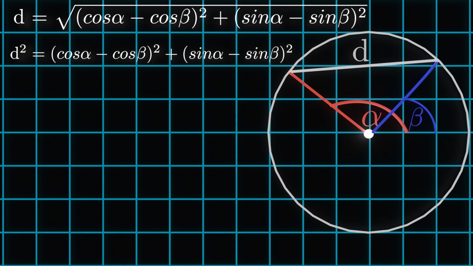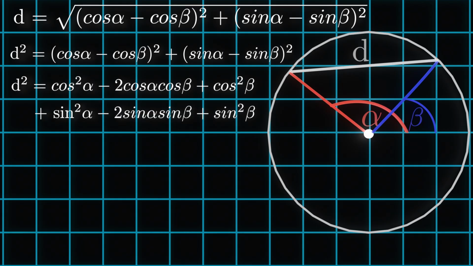That being said, the distance squared is equal to cosine alpha minus cosine beta all squared plus sine alpha minus sine beta all squared. We can calculate this out and we get cosine squared alpha minus 2 cosine alpha cosine beta plus cosine squared beta plus sine squared alpha minus 2 sine alpha sine beta plus sine squared beta.